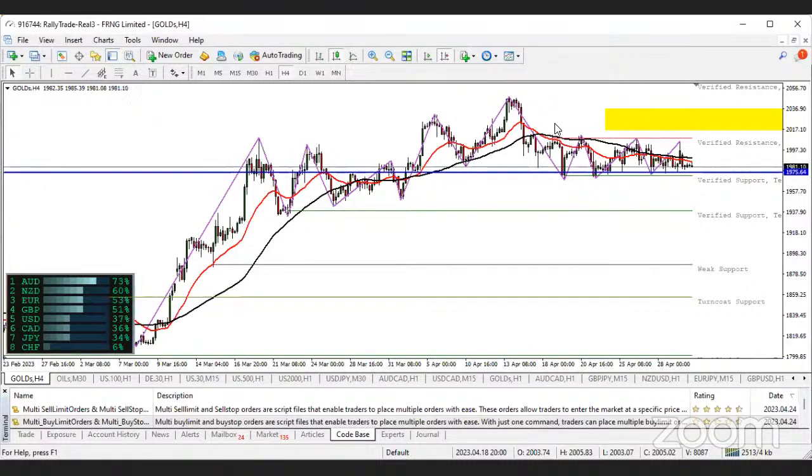You get a clear confirmation candle that this candle has closed above my verified resistance on this particular 4 hours time frame. Then you can look forward to entering a buy. You can see, if it can break above that point, then you can look forward to entering a buy.